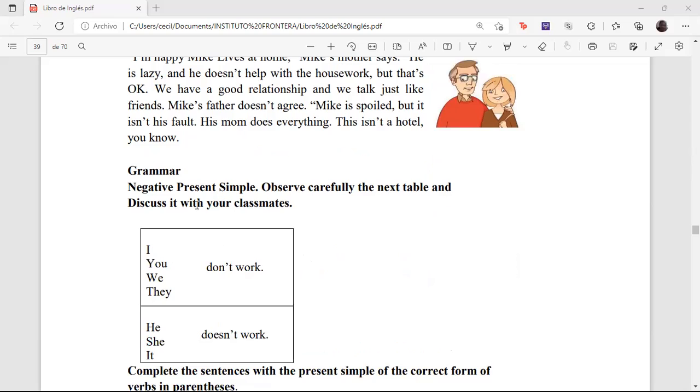So what do we have? We have the present simple, negative present simple. You already know this one.